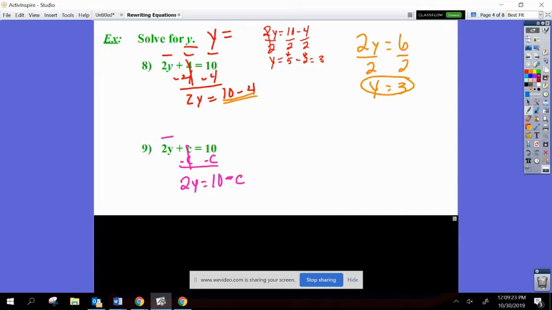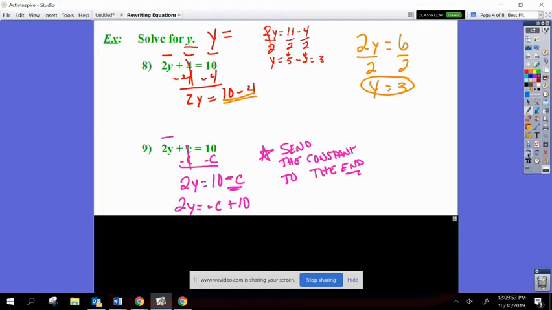But the other thing I want to say, and you're going to hear me say this a lot, is send the constant to the end. So I rearrange the order. 2y equals negative c plus 10. Notice what I did. The 10 is still positive because it was positive here. It was not negative. And the c is negative because the c was negative there.